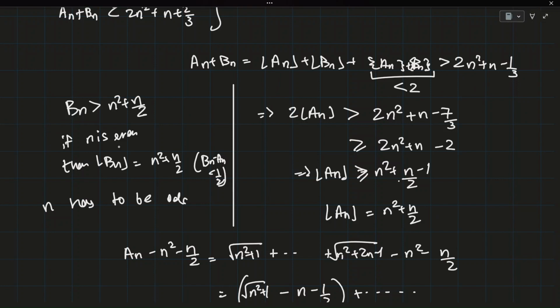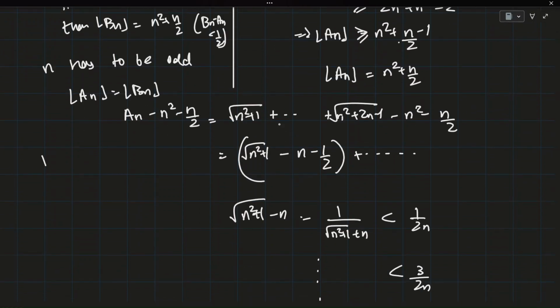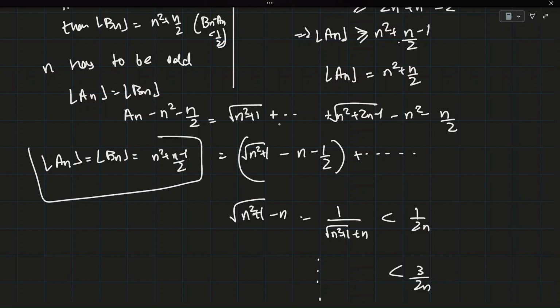If you check carefully all the inequalities we have derived so far, you can conclude that whenever n is odd, this condition is satisfied. So greatest integer of an equals greatest integer of bn if n is odd. Notice their common value: greatest integer of an becomes equal to greatest integer of bn, and their combined value is n square plus n minus 1 by 2. So this is the answer to our problem. Thanks.